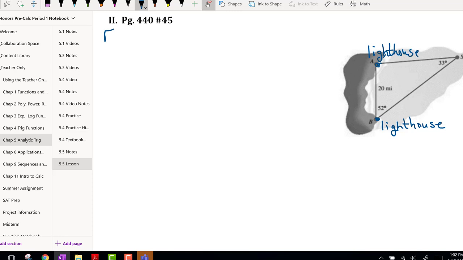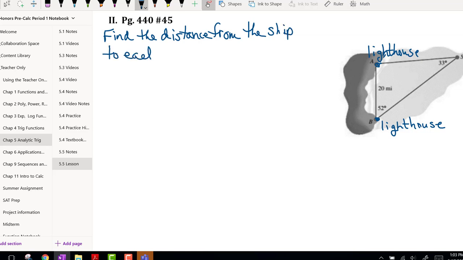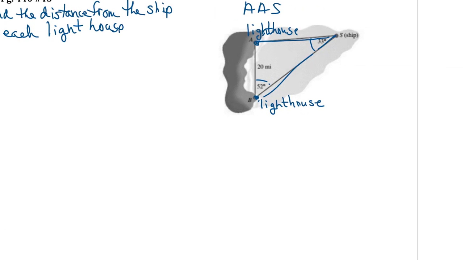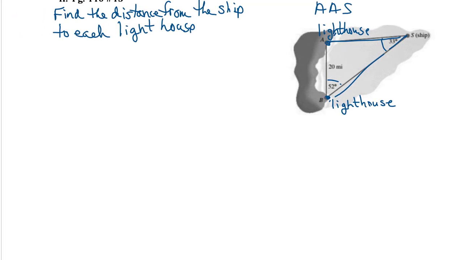So as I said, our goal is to find the distance from the ship to each lighthouse. So we want side AS and we want side BS. So if we look at what's given, we know how far apart the lighthouses are. That's one side. We have the angle that the ship makes with both lighthouses, and we also know the angle along the coastline with angle B. So we have angle, angle, side, which means we can use the law of sines to solve this problem, which will make it a lot easier than trying to create right triangles.